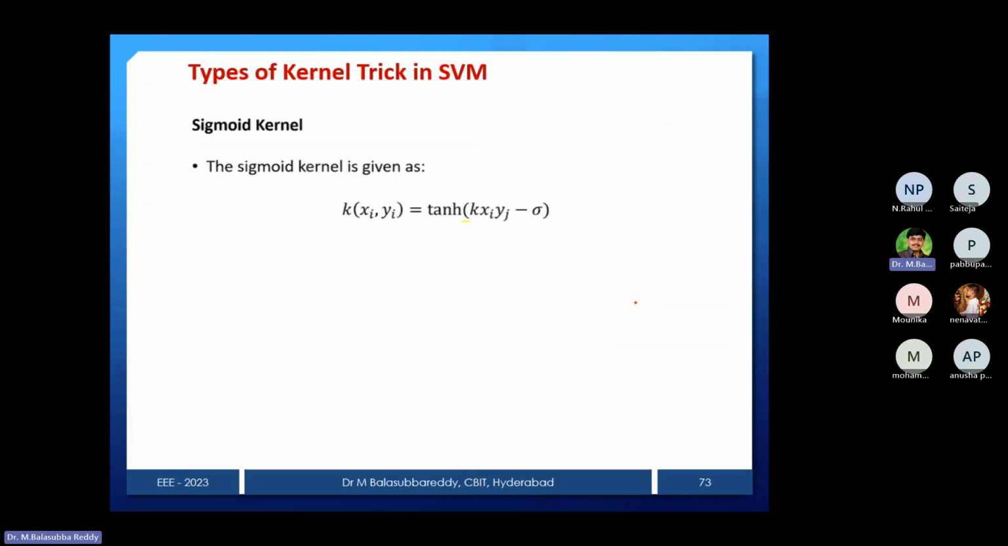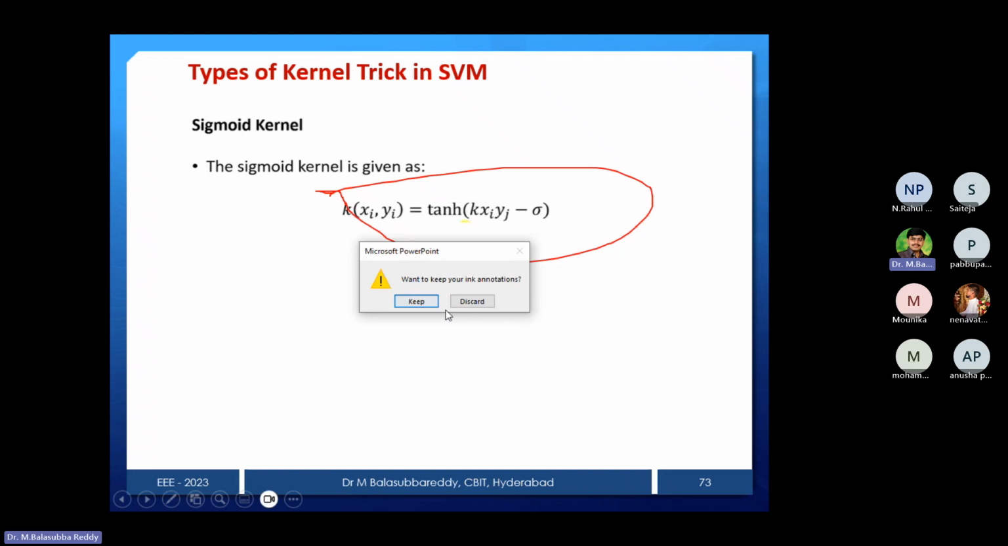Similarly, the sigmoid function is also there. The sigmoid function is normally also very efficient. In the sigmoid kernel, only x and y are there. In that you can use tanh of (k x comma y minus sigma). If we use this formula, then we'll get the kernel value. Like that, we are able to work with these types of kernels.